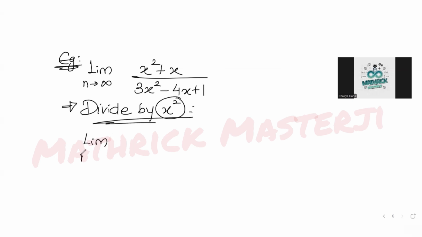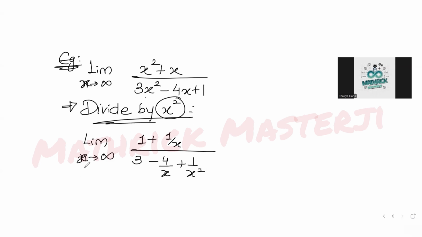That leaves me with limit n tends to infinity. x square over x square, which is 1, plus x over x square, which is 1 over x. Here x tends to infinity. Let's now take n tends to infinity. So here also it will become 3x square over x square, which is 3, minus 4x over x square, which is minus 4 over x, plus 1 over x square.